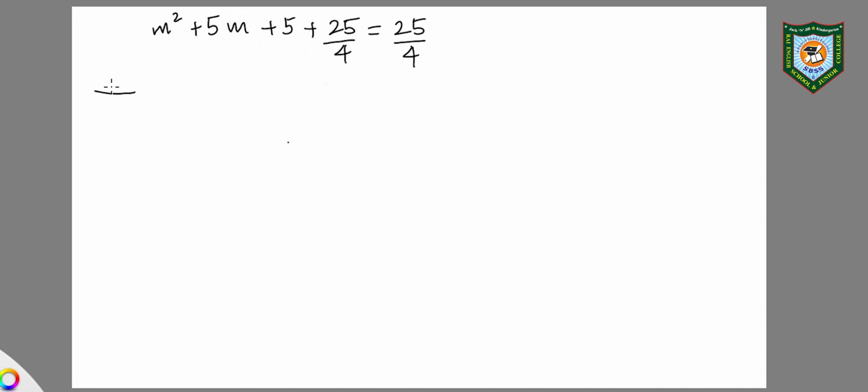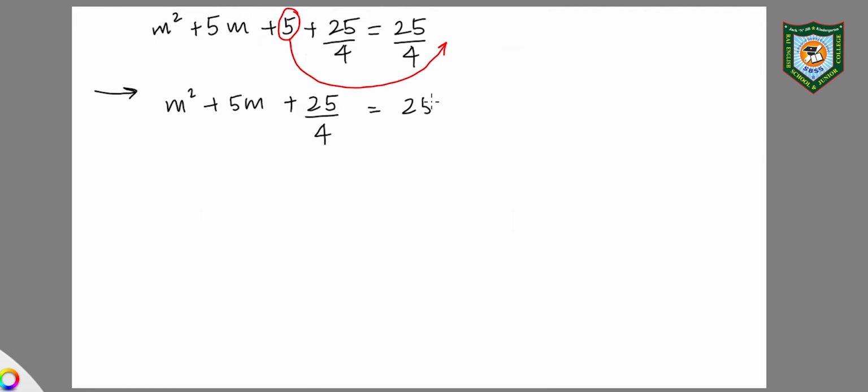So now once I get this, remember, the constant term which we did not add to both the sides has to be moved to the right hand side. So this becomes m square plus 5m plus 25 divided by 4 is equal to 25 divided by 4 minus 5. Now we need to compare this. Now as we can see, there are two plus signs here.